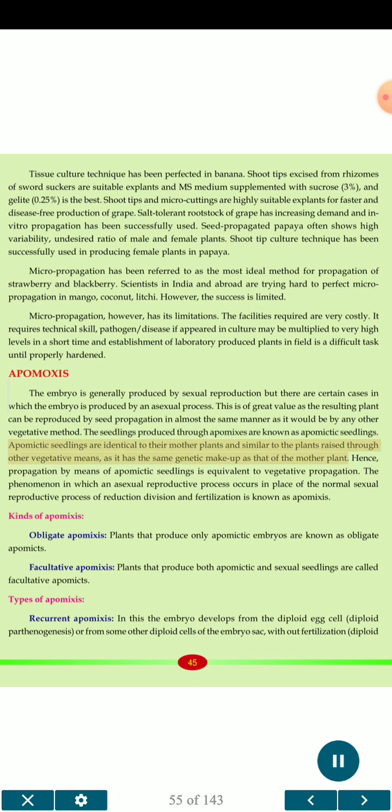Apomictic seedlings are identical to their mother plants and similar to the plants raised through other vegetative means, as they have the same genetic makeup as the mother plant. Hence, propagation by means of apomictic seedlings is equivalent to vegetative propagation. The phenomenon in which an asexual reproductive process occurs in place of the normal sexual reproductive process of reduction division and fertilization is known as apomixis.